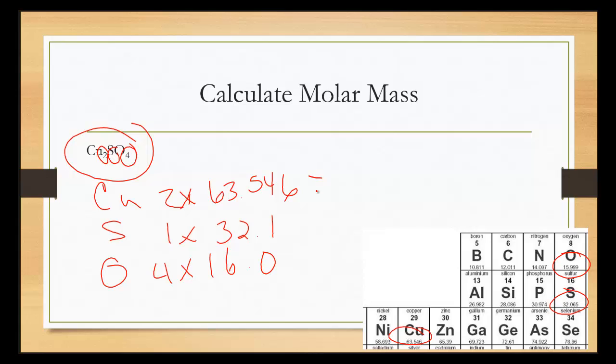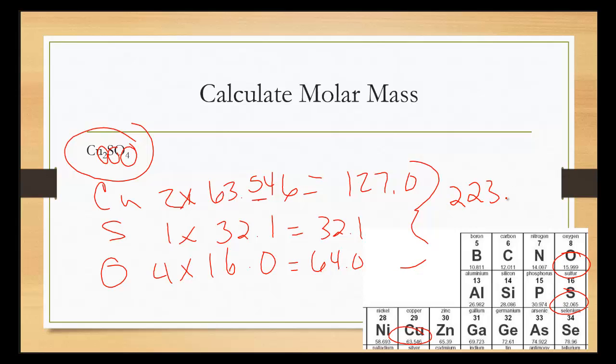Multiply that out. Once again, I said I was going to go out to the 10th place, so I'm going to round it off to that. 127.0. 1 times 32.1 is 32.1, and 4 times 16.0 is 64.0. Add those together, and it comes out to be 223.1 grams per mole, or AMUs.